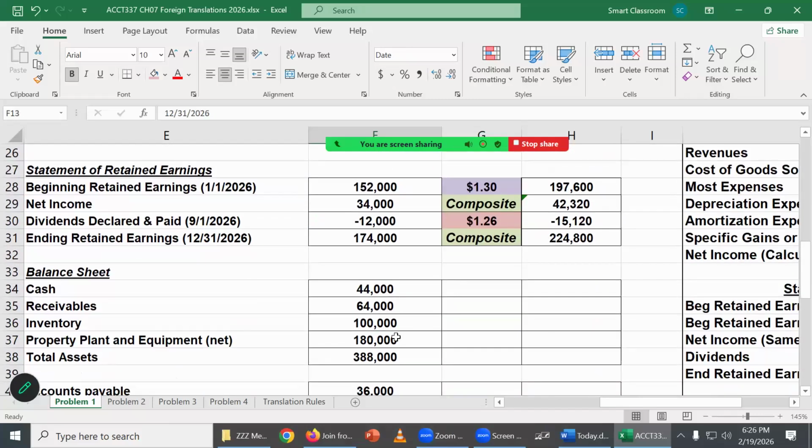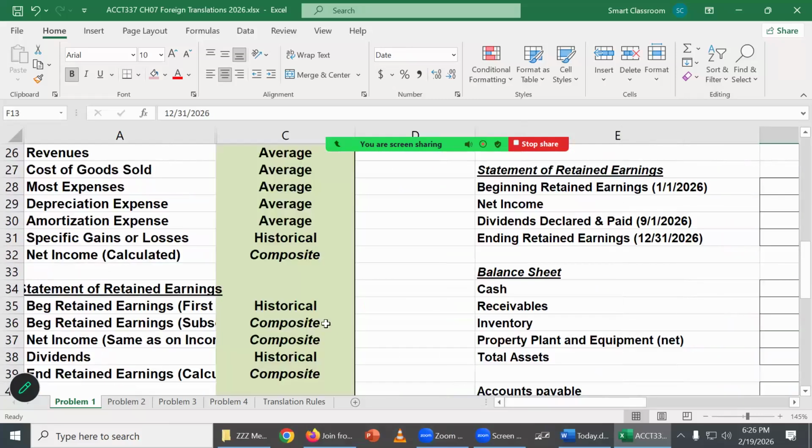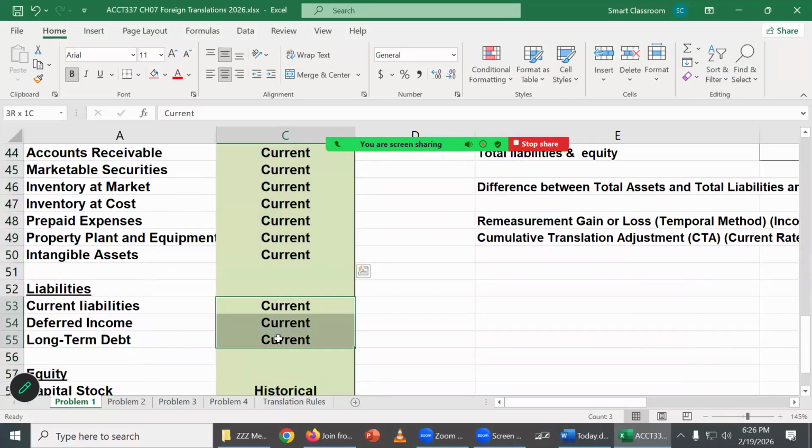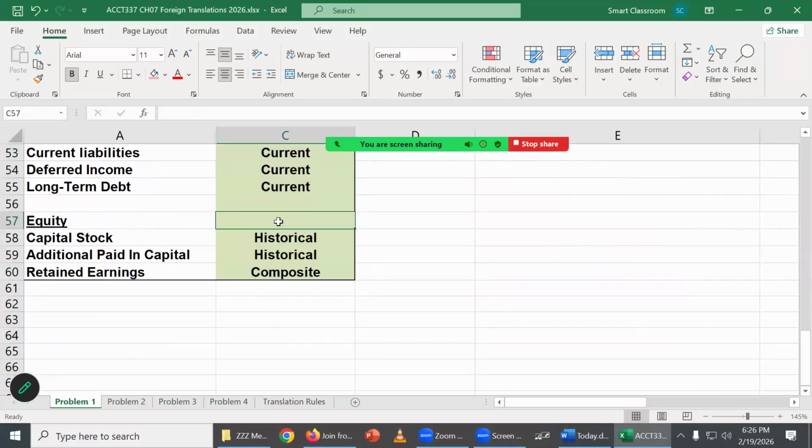And let me make sure. Let me show it here. Let's go down here. You'll notice something about how great this one's going to be to do the balance sheet. What rate do we use? Current. Pretty much everything is at current. The only thing that's not at current are these.